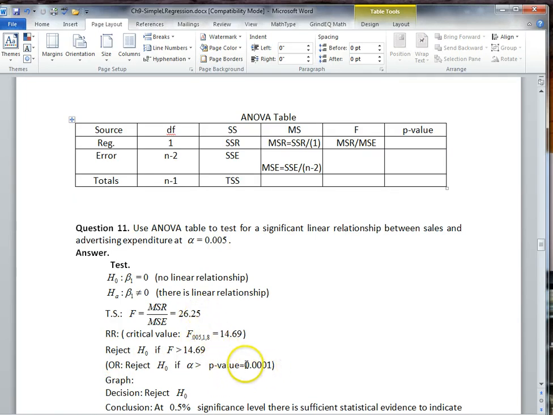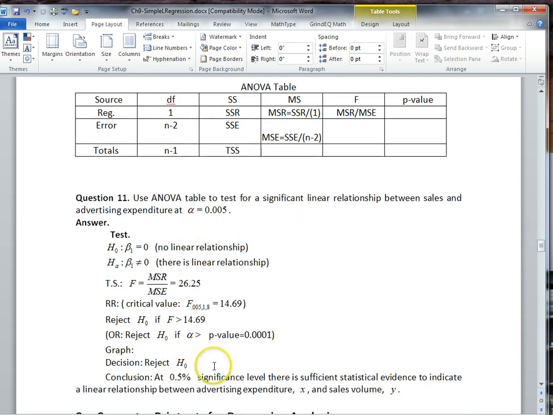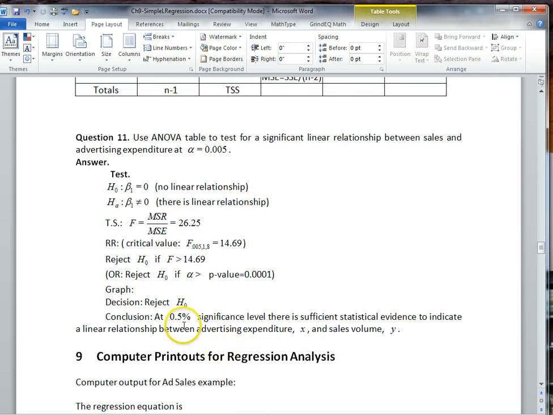Since the p-value is less than alpha, our decision would be to reject H0, and we say at the 0.5% significance level there is sufficient statistical evidence to indicate a linear relationship between advertising expenditures X and sales volume Y. So it's a pretty significant relationship.